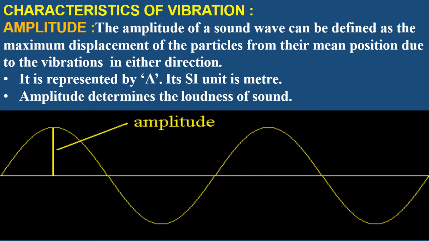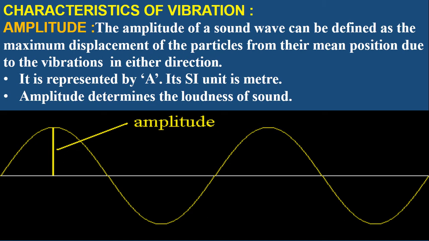Now we talk about some characteristics of vibration. The first one is amplitude. The amplitude can be defined as the maximum displacement of the particles from their mean position due to the vibration in either direction. Students, if you observe the figure given here, the straight white line indicates the mean position of the particle, and when it moves forward, the straight yellow line indicates the maximum displacement of the particle in one direction. In the same manner, the particle also moves in the backward direction, which is also given in the graph.